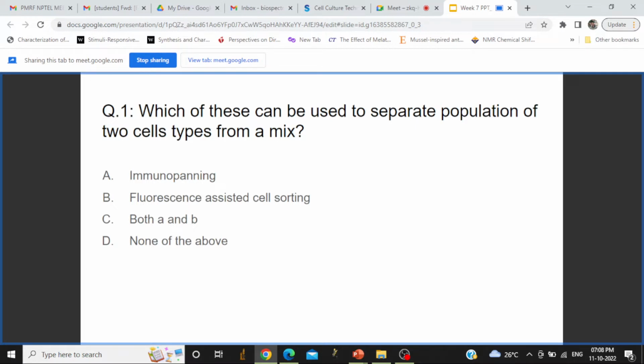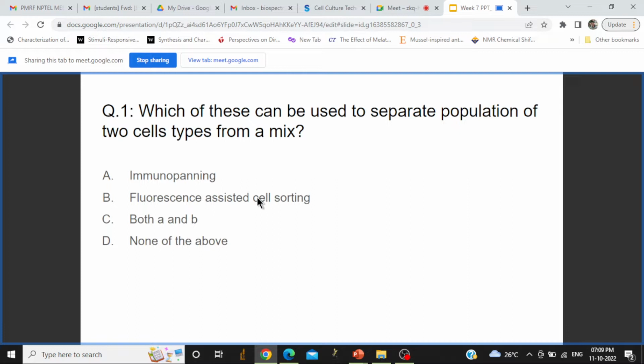If you want to work on the fibroblasts only, there should be some technique to get only these fibroblasts for further culture. Or if someone needs cardiomyocytes, there are techniques so that you will get only one cell type from the mixture of cells. That's why these cell separation techniques are used.